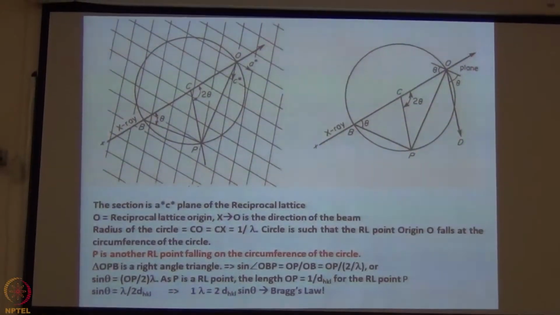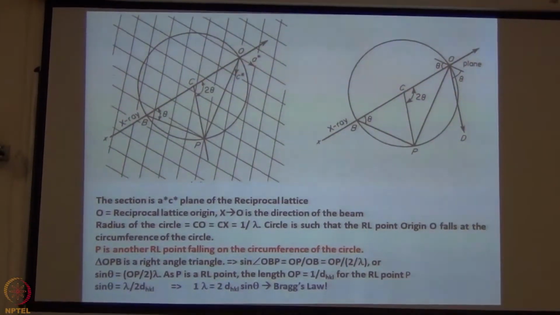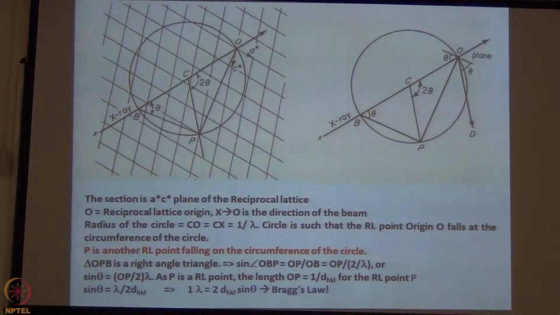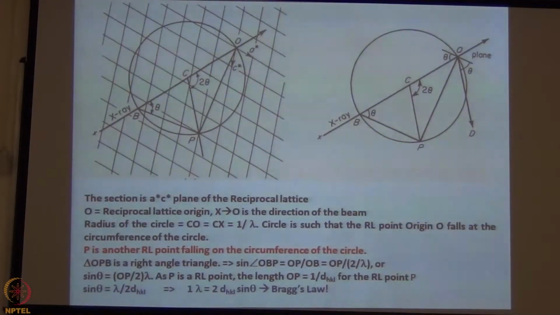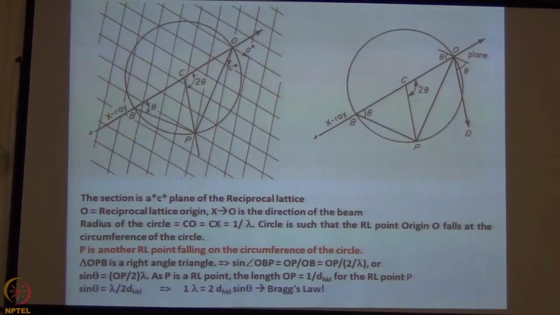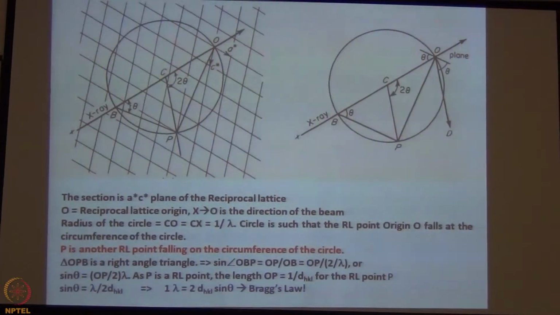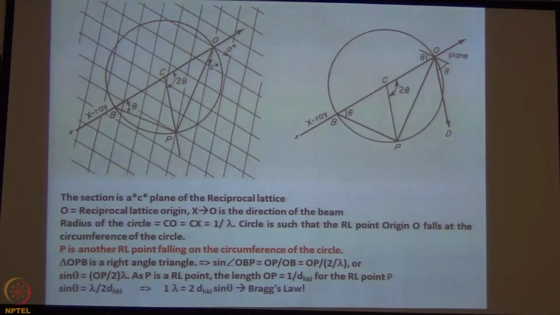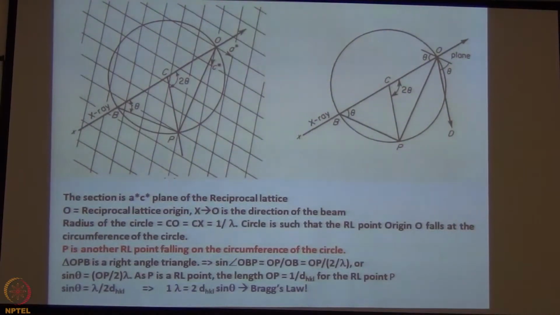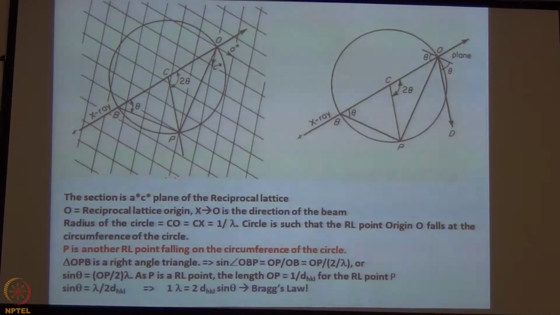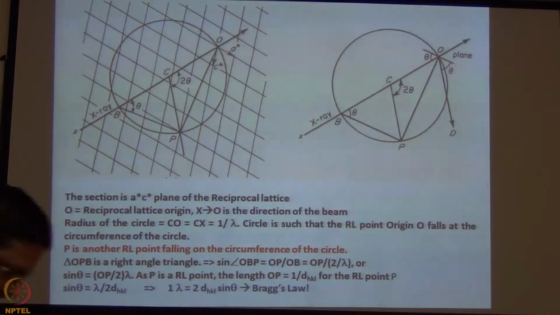So what we did yesterday is we tried to represent a direct lattice using reciprocal lattice constants. We defined what a reciprocal lattice is and how the reciprocal lattice constants are related to direct lattice constants a, b, c. Now we will see how Bragg's law is applicable to this reciprocal lattice and how that helps us in understanding the phenomenon of diffraction.